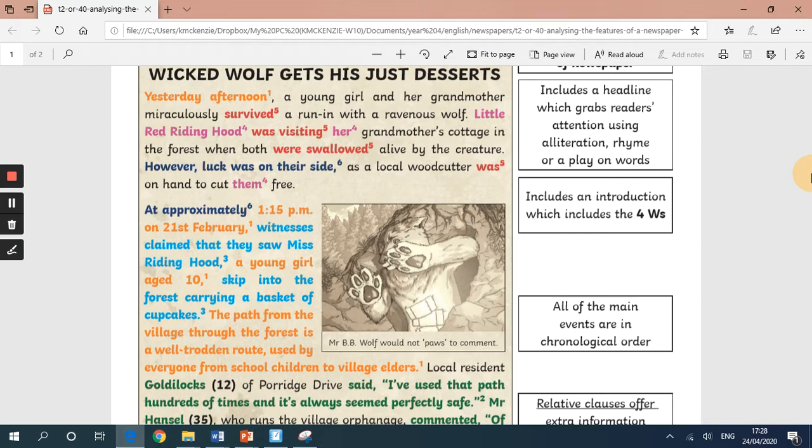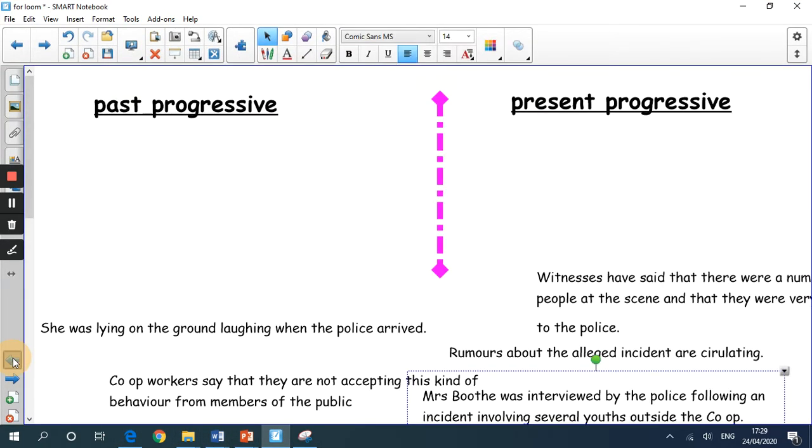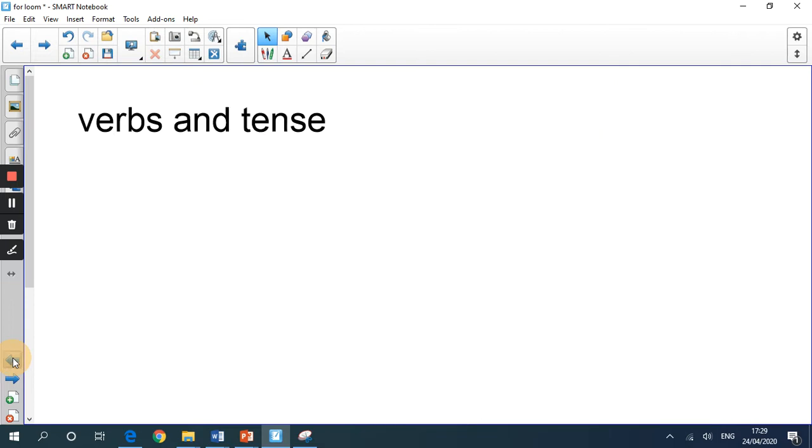And we're going to go on to language features, but we're going to particularly hone in on verbs and pronouns, because verbs definitely are probably the most tricky bit of writing a newspaper report. Right, verbs. I'm just going to go back. That's not what we want at the moment. There we go, verbs and tense.